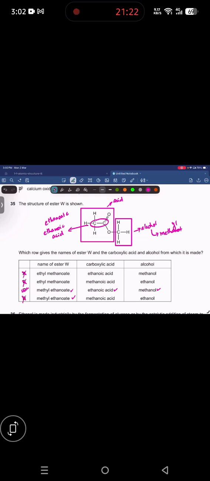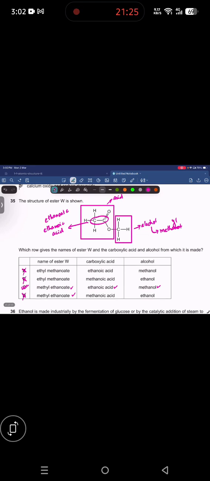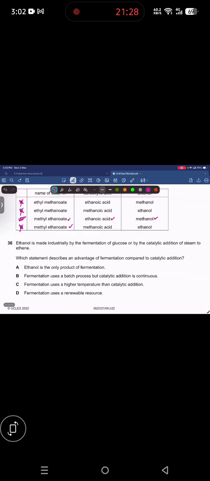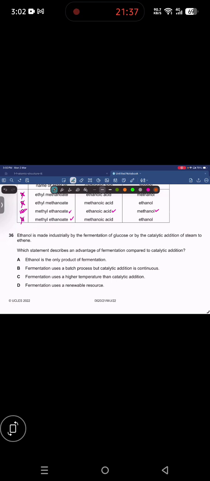Any question here, students? Now the next question is for the alcohol. Ethanol is made industrially by the fermentation of glucose. The formula of glucose is C6H12O6, and the catalyst used is yeast here, or by the catalytic addition of steam to ethene.